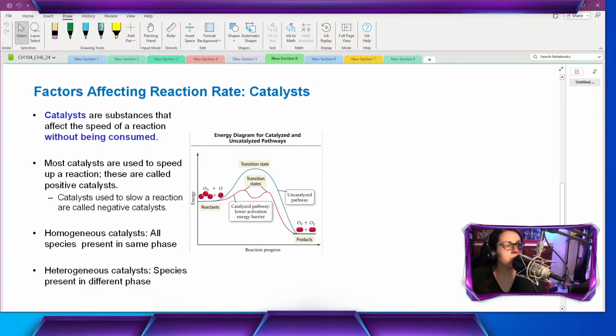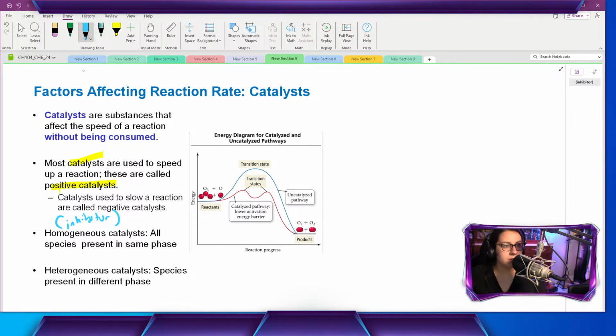Your book also mentions that most catalysts, at least when we say the word catalyst, are generally considered positive catalysts, meaning that they're speeding up the reaction. It says that you can also use a catalyst to slow down a reaction, and this would be called an inhibitor. You might be more familiar with that term. So it's something that might block the active site and prevent the reactant from getting to where it needs to go in such a short amount of time.